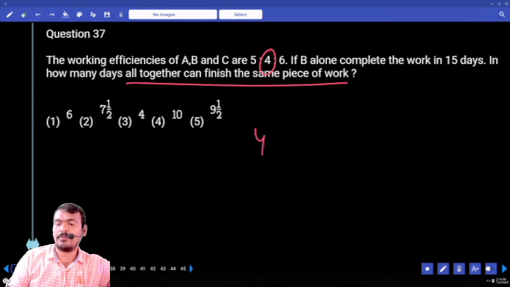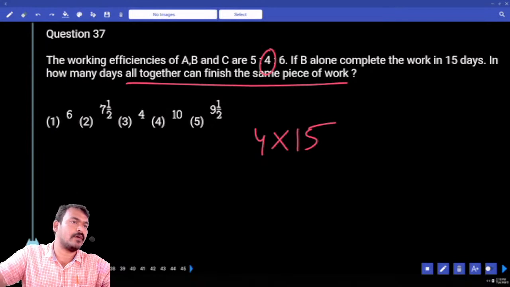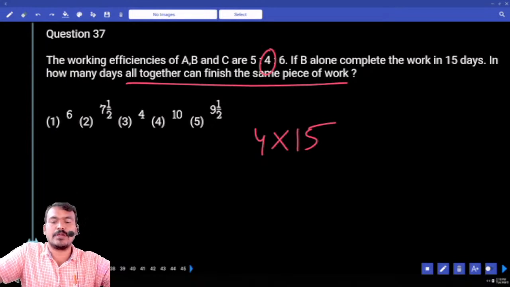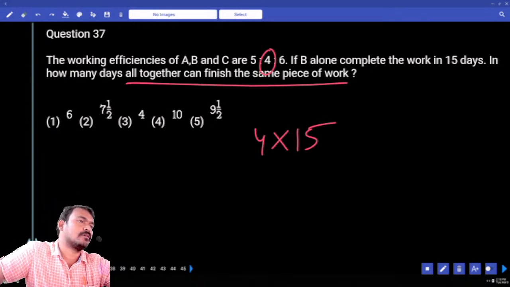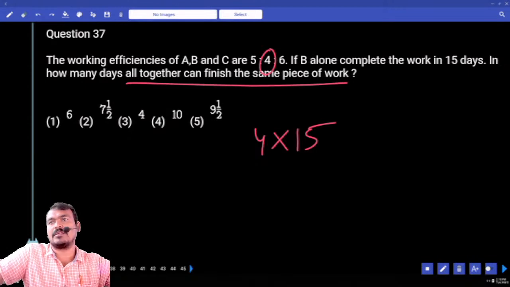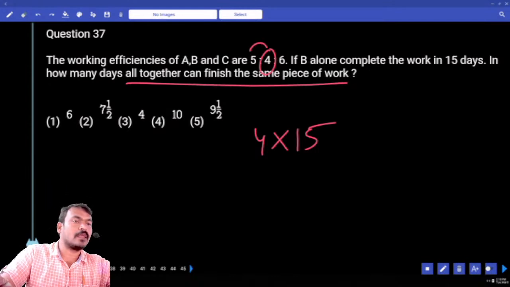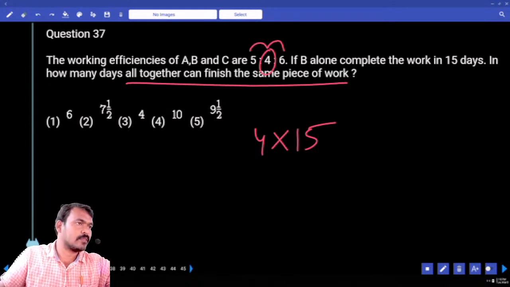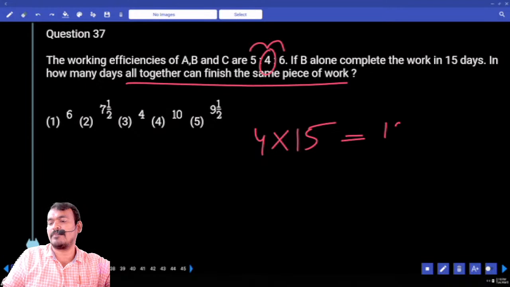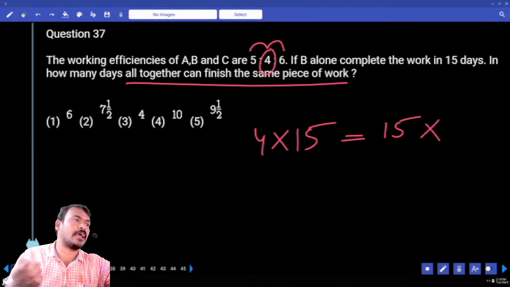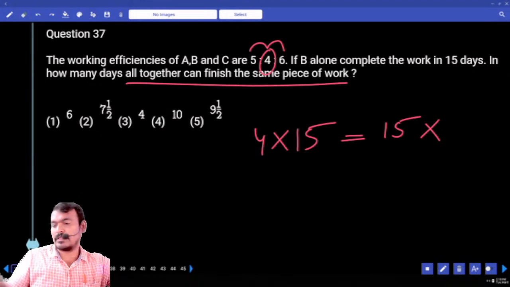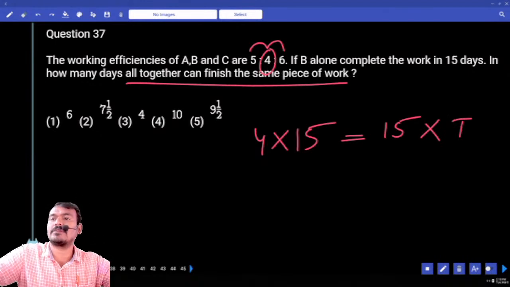4 parts. What is the B time? 15 days. Efficiency into time, we get the work or not? The same work will be completed by all together or only one person? All together. All together means 3 persons efficiency or only 1 person? 3 persons. 5 plus 4, 9. 9 plus 6, 15. Means total efficiency of 3 persons is how much? 15. We required 3 persons time or only 1 person time? 3 persons time. Means 15 into T or 15 plus T?